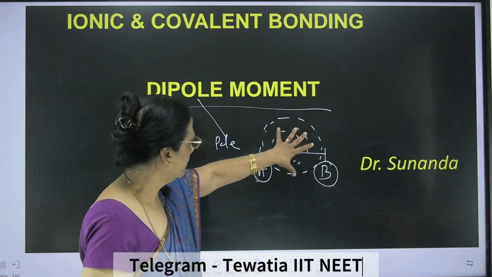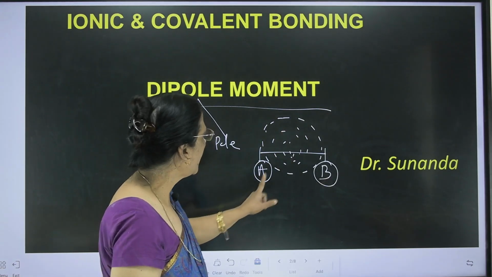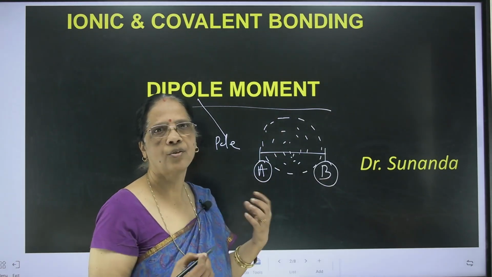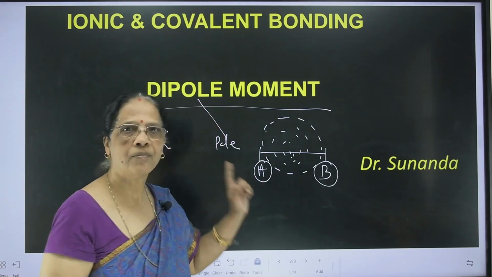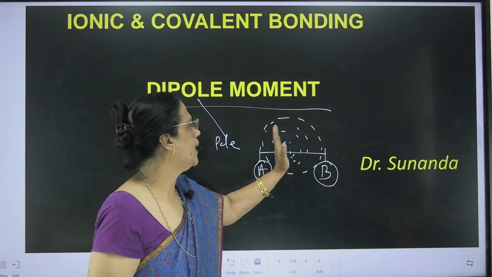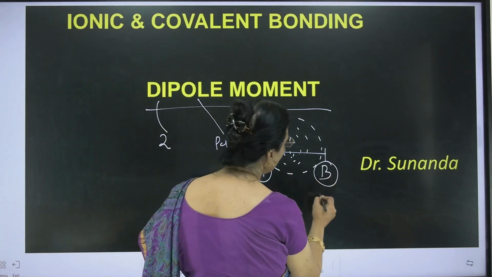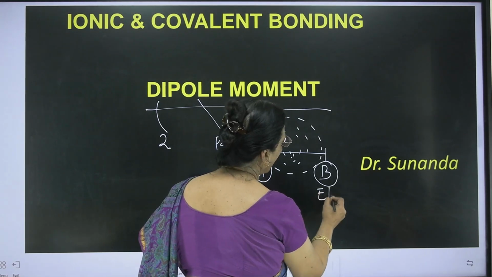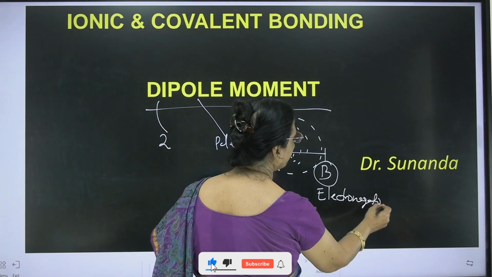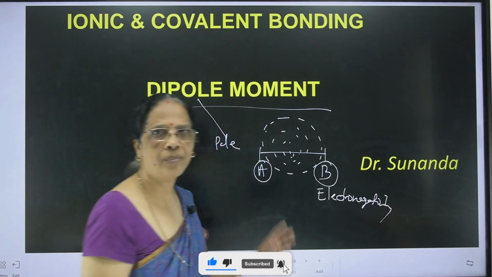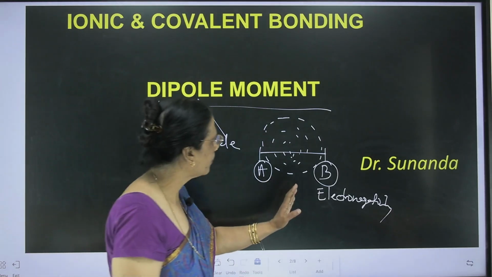Symmetric, when will it be symmetric? When the strength of A and B in attracting the electron will be the same. If the attraction of electron is different, then the electron cloud will not be symmetric. Suppose, for example, B is more, and this is calculated by the electronegativity value. Electronegativity value means the power of attracting the electron cloud towards itself, okay.